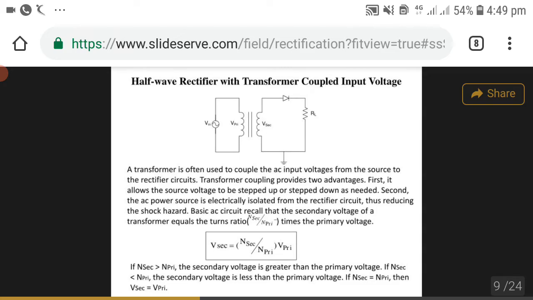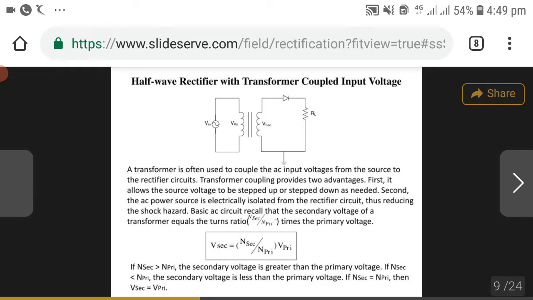The half wave rectifier with transformer coupled input voltage. The transformer is often used to couple the AC input voltage from the source to the rectifier circuit. Transformer coupling provides two advantages. First, it allows the source voltage to be stepped up or stepped down as needed. Second, the AC power source is electrically isolated from the rectifier circuit, thus reducing the shock hazard.